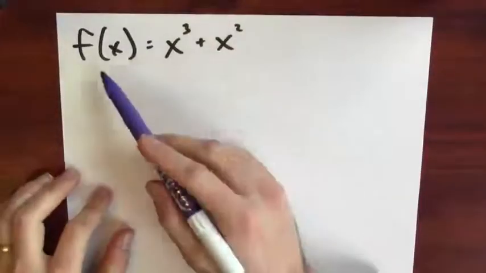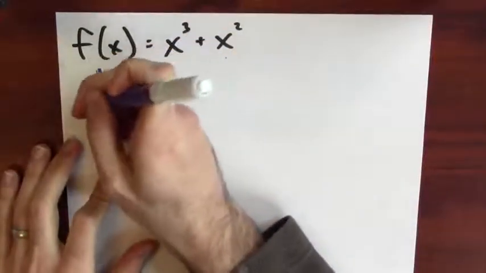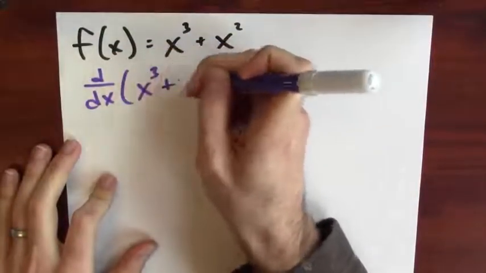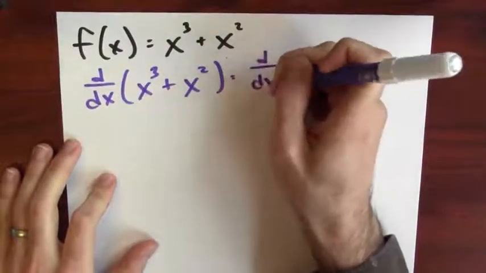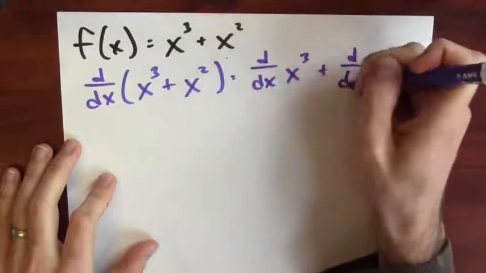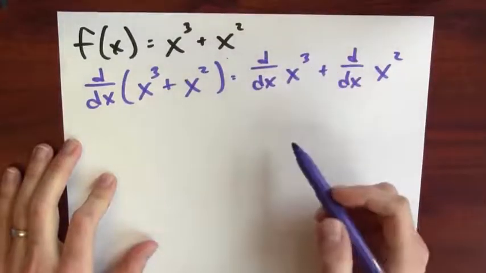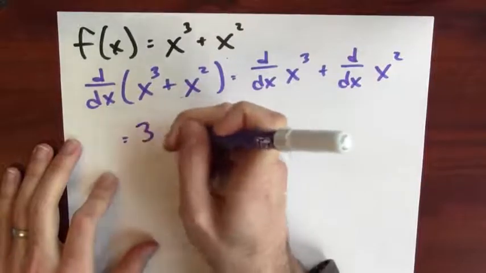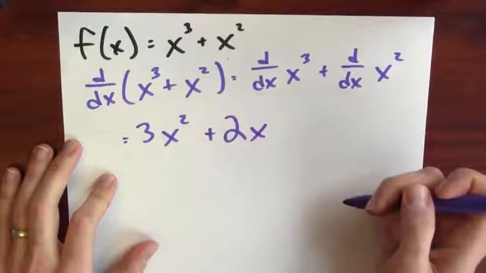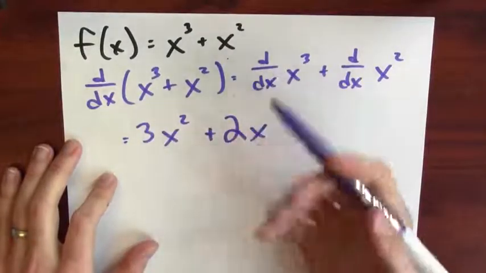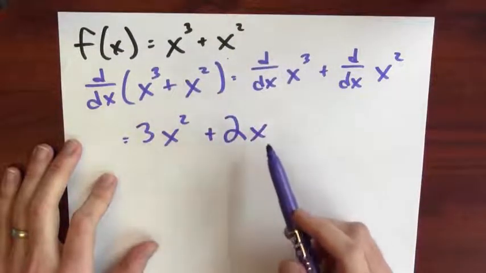Here's a specific case. The function f of x equals x cubed plus x squared. Let's differentiate this. I want to calculate d/dx of x cubed plus x squared. Now this is a derivative of a sum, which is the sum of derivatives. Now we have to figure out what's the derivative of x cubed and what's the derivative of x squared. That's the power law. The derivative of x cubed is 3x squared, and the derivative of x squared is 2x. And now there's no more d/dx's. We've calculated the derivative. The derivative of x cubed plus x squared is 3x squared plus 2x.